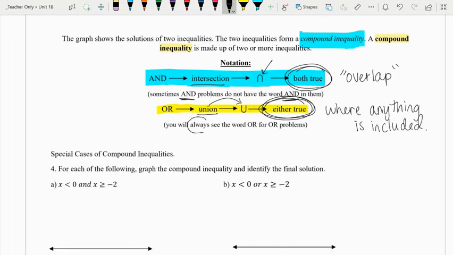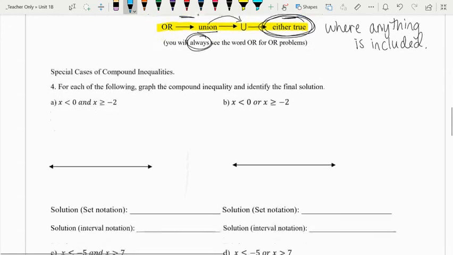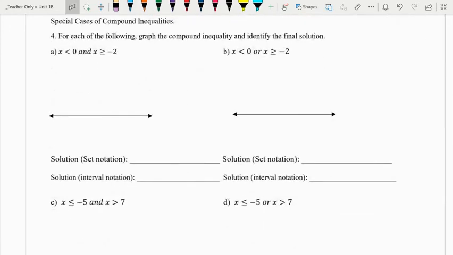Okay, you will always see the word OR for an OR problem. All right, so let's talk about special cases for these. Okay, so just focusing on the graph. All right, x is less than 0, but greater than or equal to negative 2.